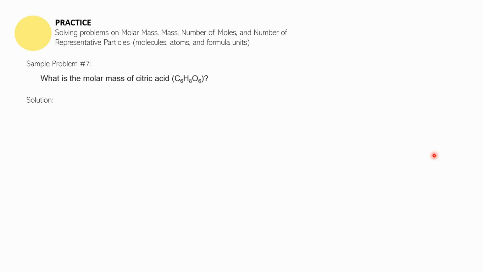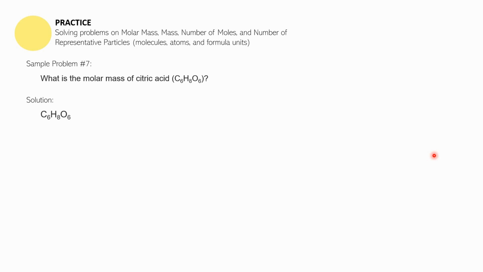What is the molar mass of citric acid, or C6H8O6? So I'll give you now the time to pause this video whenever you're ready to get more time, of course. If you have decided to continue, that means you have the answer now to the molar mass of citric acid.